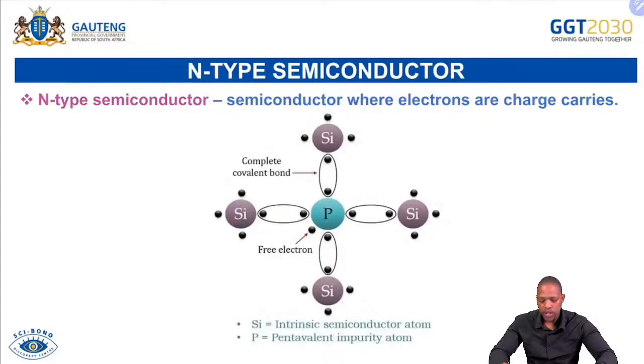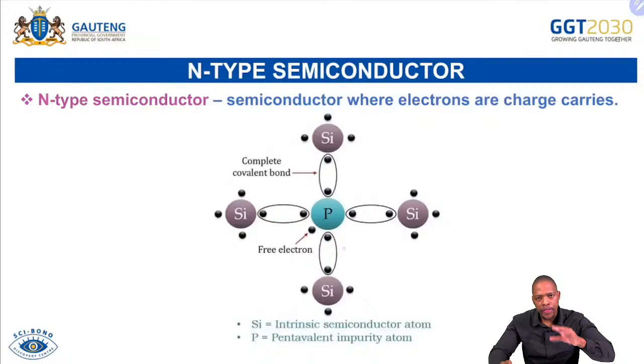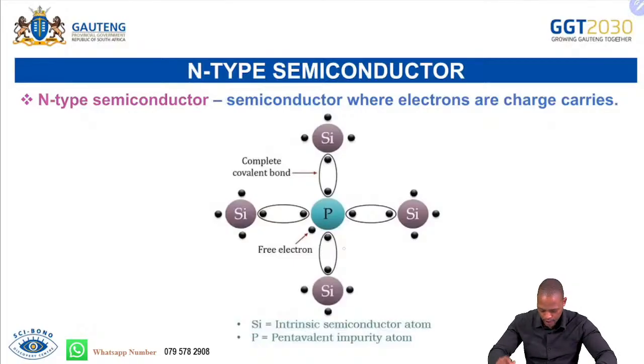Let's continue and say, okay, what if we have another one, right? What if instead of doping this silicon with a group 3 element, we dope it with a group 5 element? Because we had 2 options, if you remember. We could dope with group 3 elements, which are trivalent. We can also dope with pentavalent elements, such as phosphorus or arsenic. What is going to happen, right?